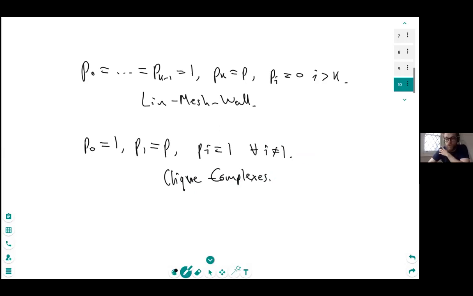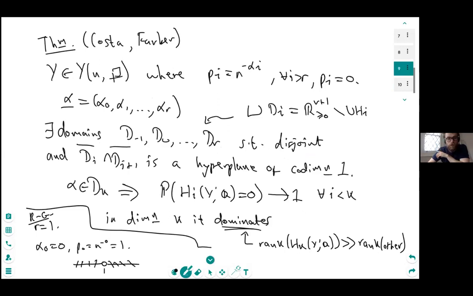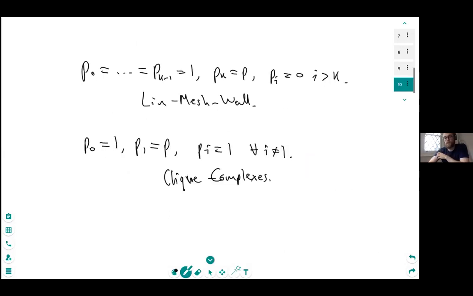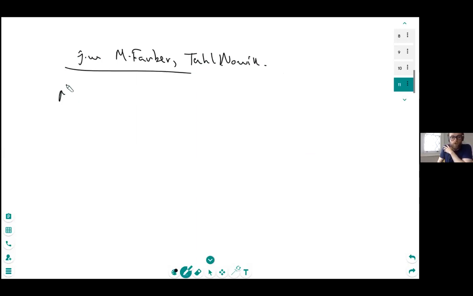Now I want to talk about some of my own work, which also is multi-parameter. So this is joint with Michael Tahl and Nowik. So before, we selected zero simplices, and then from this we added one simplices, and from that we filled in triangles to get two simplices. Now we go from top down.